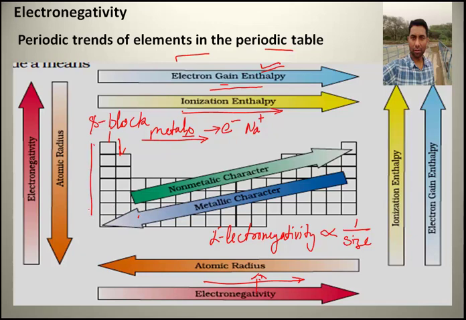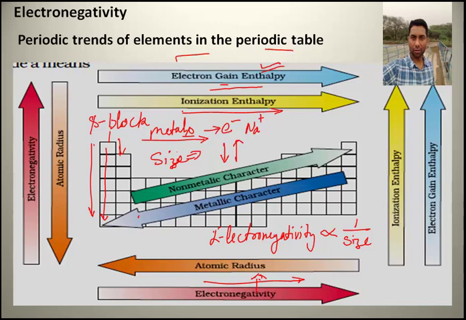Now downwards, what happens to metallic character? We will discuss these properties again in chemical properties. But metallic character, the tendency to release electrons, goes on increasing down the group because of increased size. So we can again relate these properties with size, right? How? Size becomes bigger, electronegativity decreases. Metallic character increases with size.